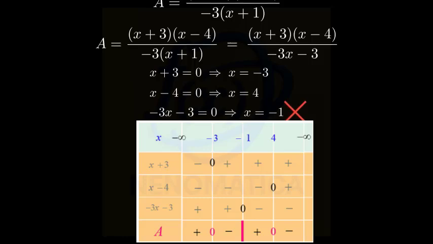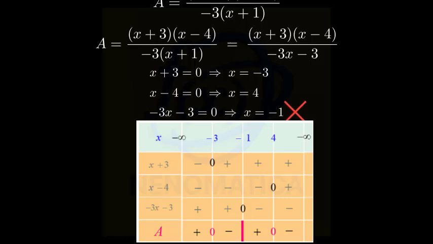On the interval negative infinity to negative 3, the result is positive. At x equals negative 3, A equals 0 because the numerator is 0. Between negative 3 and negative 1, the result is negative. At x equals negative 1, the expression is undefined, so we mark a barrier line. From negative 1 to 4, it is positive. At x equals 4, it is 0. And after 4, it is negative.